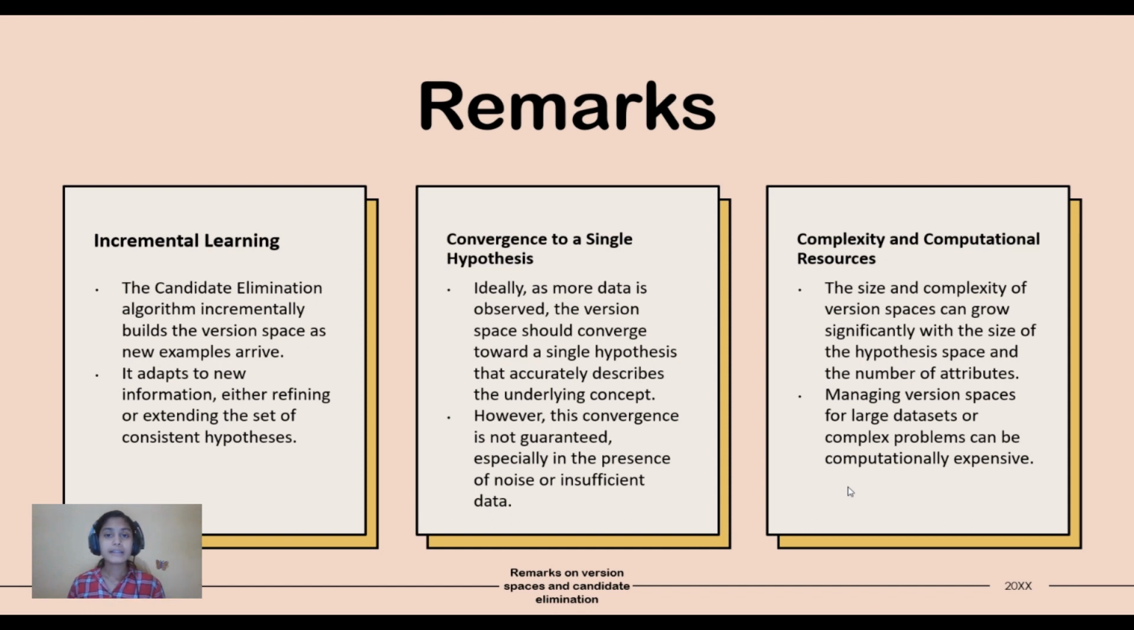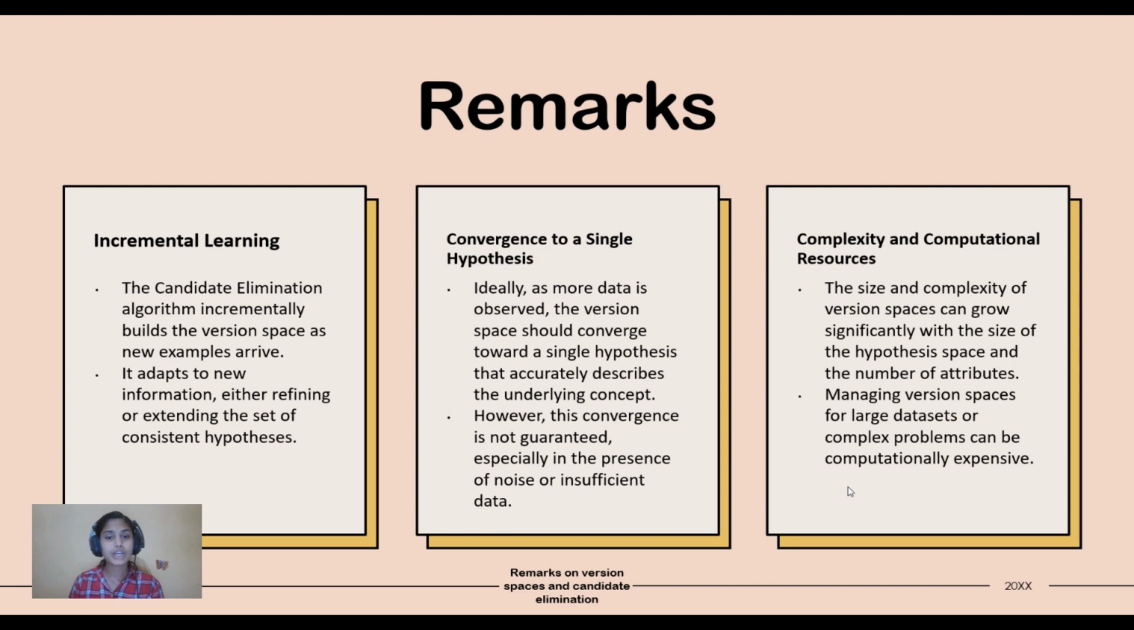As I said, if the machine learning is seeing more examples, it will update its version space, right? So let's read this out. The candidate elimination algorithm incrementally builds the version space as new examples arrive. It adapts to new information, either refining or extending the set of consistent hypotheses. So that is incremental learning.